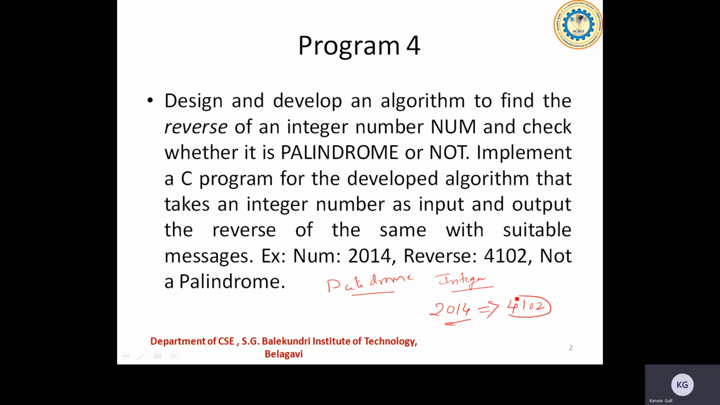If after taking the reverse of the given integer, the given integer is equivalent to the reversed number, then we'll say it's a palindrome. If both are not equal, that is, the integer given and the reversed number are not equal, then we say it's not a palindrome. Right? So this is the basis behind that. So how do we do this? It's again a very simple concept.